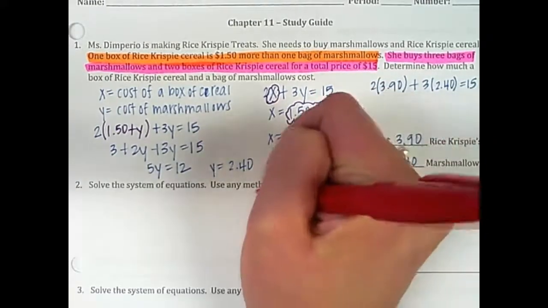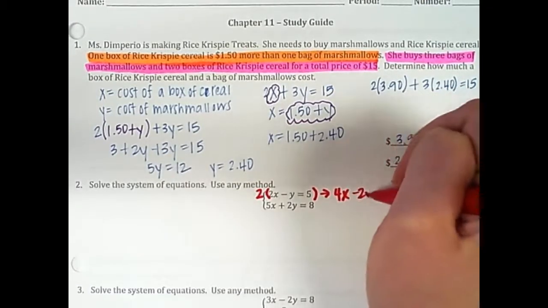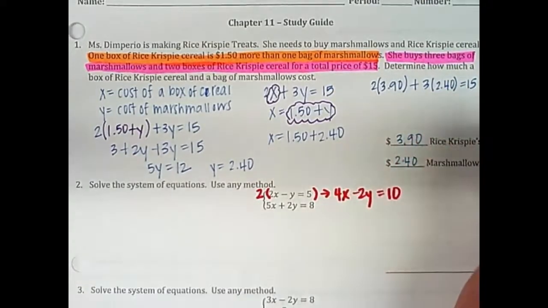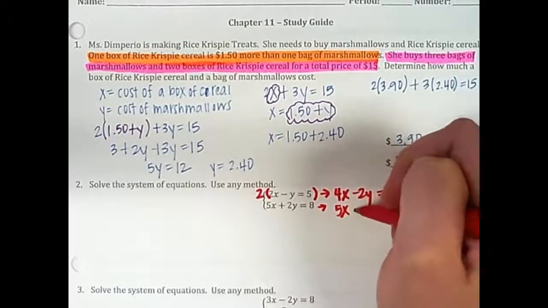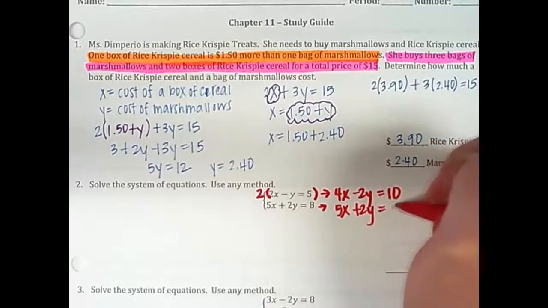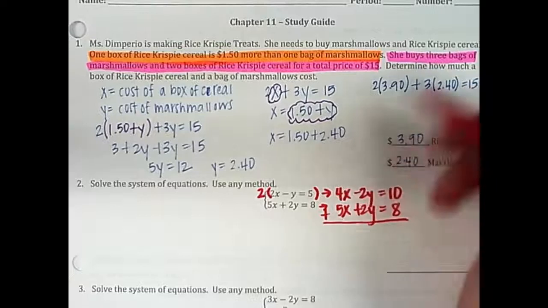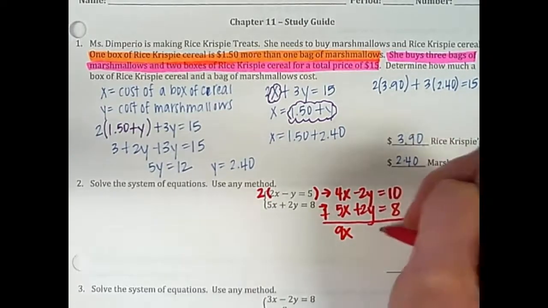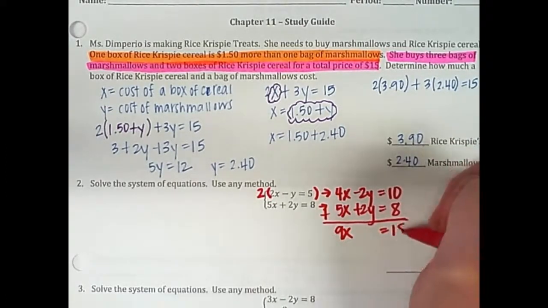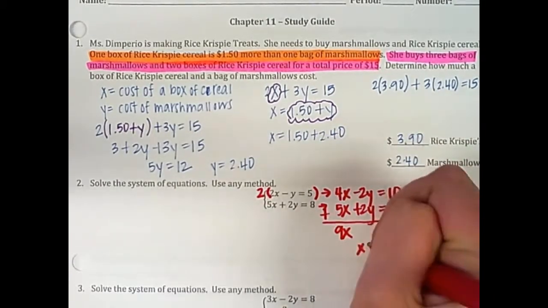So I'm going to multiply this through by 2. So I would have 4x minus 2y equals 10. And then this equation would stay the same. And now I can add them. So 4x plus 5x is 9x. Negative 2y plus 2y eliminate, which is what I wanted. And 10 plus 8 is 18. So divide both sides by 9, and I get x is equal to 2.